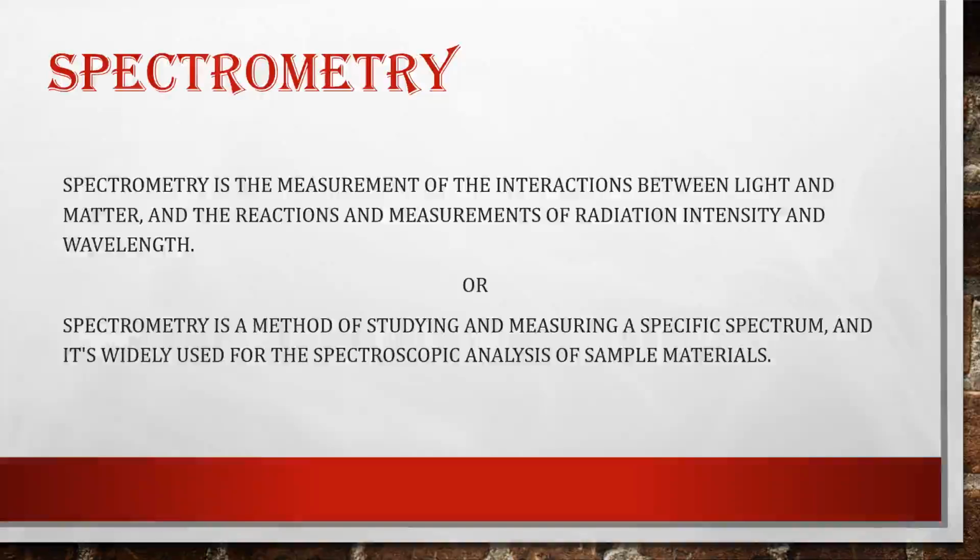Spectrometry. Spectrometry is the measurement of the interactions between light and matter and the reactions and measurements of radiation intensity and wavelength. Or we can also say that spectrometry is a method of studying and measuring a specific spectrum, and it's widely used for the spectroscopic analysis of sample material.